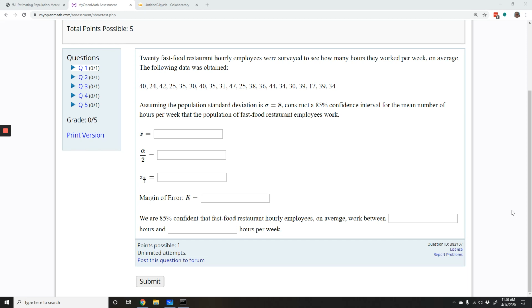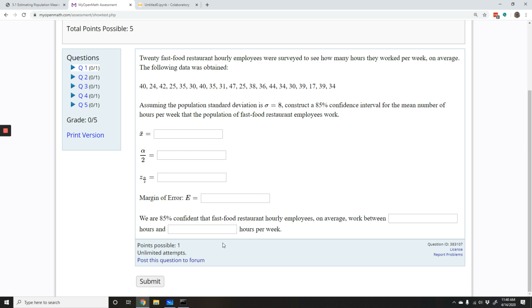20 fast food restaurant hourly employees were surveyed to see how many hours they worked per week on average. The following data was obtained. And then we have the data. Assuming the population standard deviation sigma equals 8, construct an 85% confidence interval for the mean number of hours per week that the population of fast food restaurant employees work.